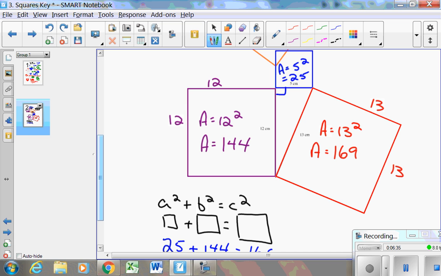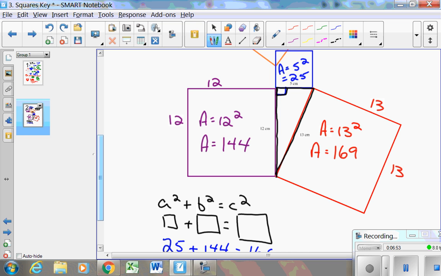So again, that's my mistake. When we started this question, we should have had a right angle in the corner, because this only works for right-angled triangles. It doesn't work if you don't have a 90-degree angle in there.